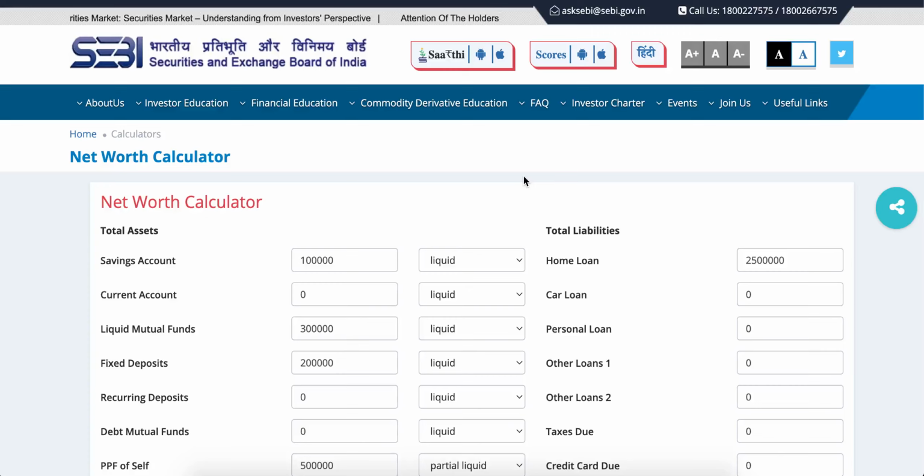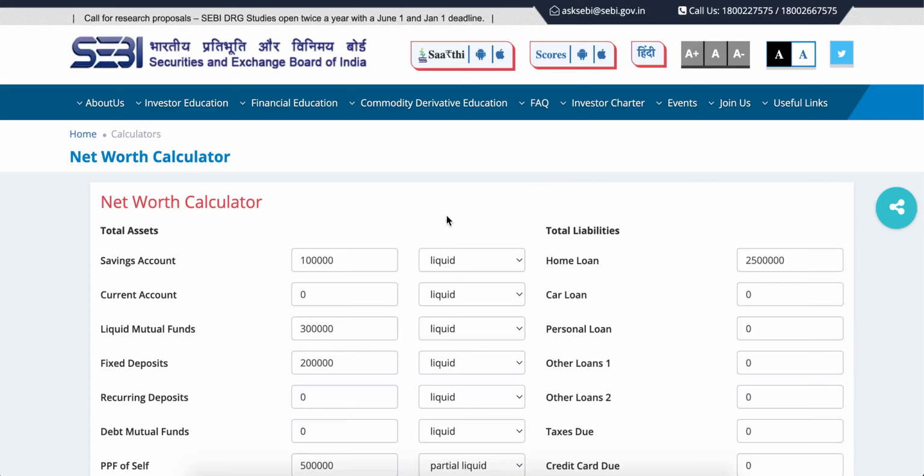So investments like money kept in a savings bank account, in a current account, or liquid mutual funds, they are fully liquid. You can always redeem anytime you want. You can get the entire money back. Investments like PPF or EPF, they are partially liquid because there are rules on when you can redeem and how much you can redeem. Investments like real estate are typically considered to be illiquid because it's hard to redeem quickly at a fair market price.